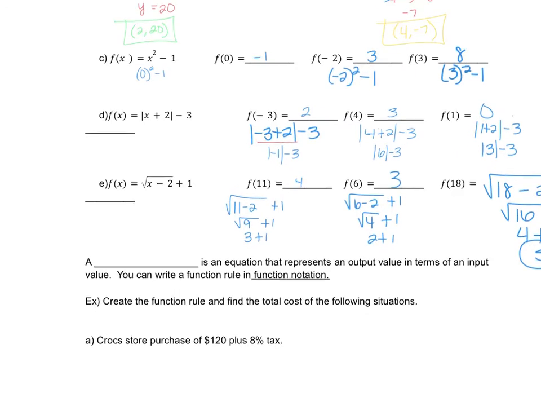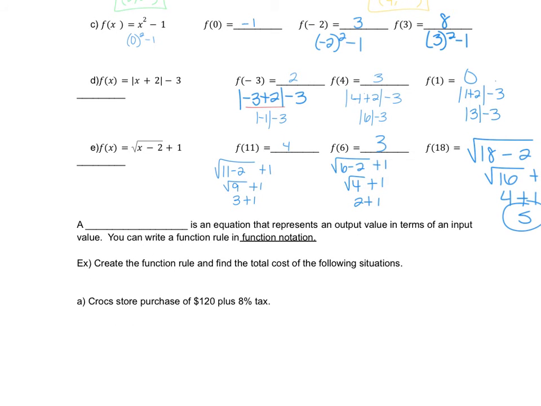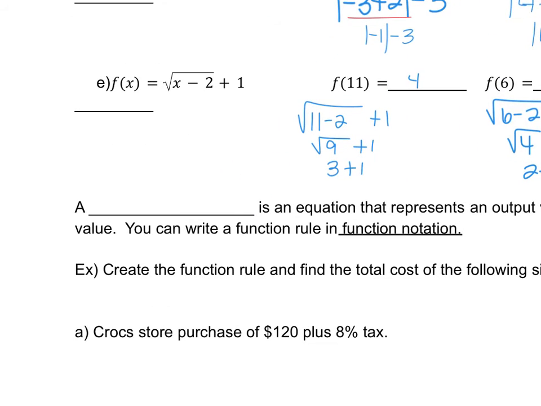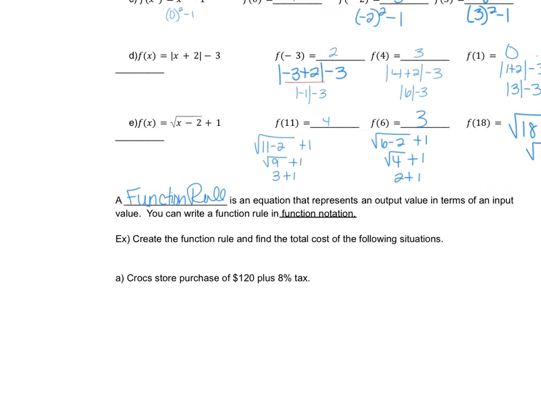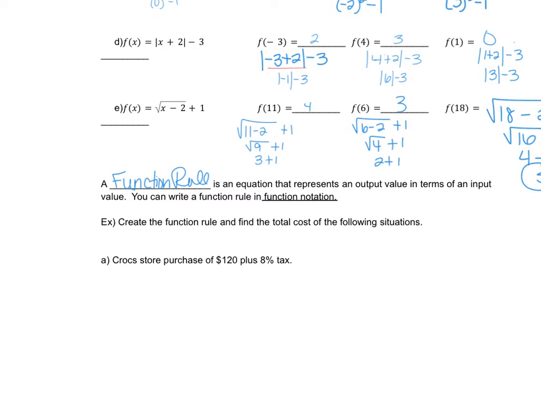Okay, so this next one people struggle with, but it's okay. They're word problems, I'm sorry. The trick to a word problem is to break it down piece by piece. Like every single piece they tell you, what does that mean and where does it go in the problem? So a function rule is an equation that represents an output value in terms of an input value. You can write a function rule in function notation.